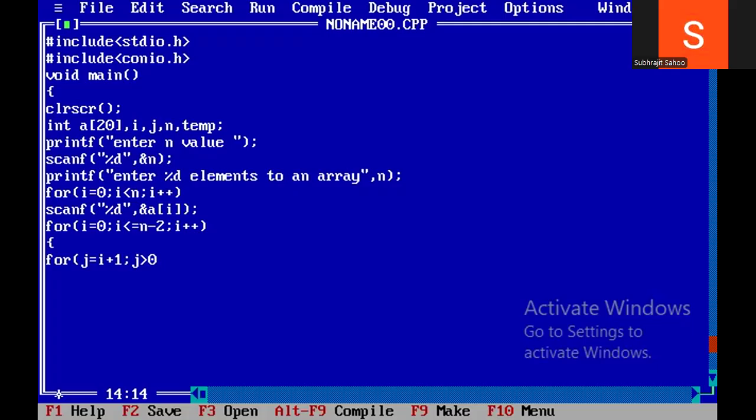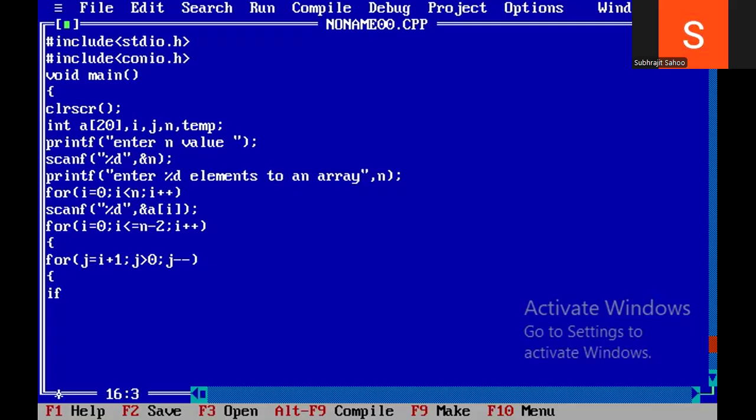You can write greater than 0, or you can write greater than or equal to 1. You can write either, anyone is fine. Okay, sir, I'm writing greater than 0. Then here don't write j plus plus, because we are checking from the element towards the left side. I'm reducing the index, so minus here. A lot of times students make a mistake here.